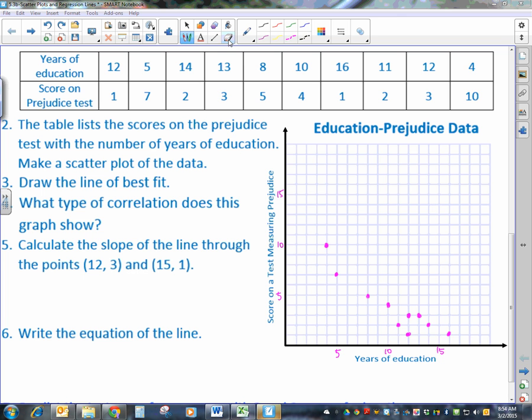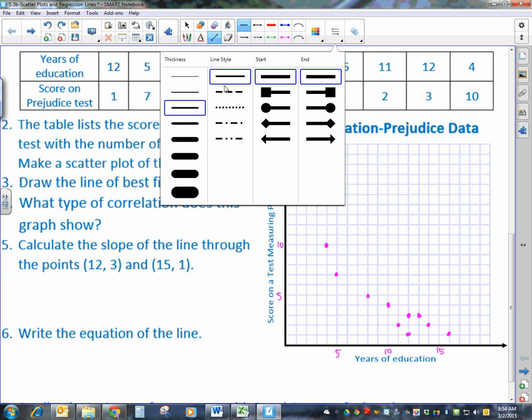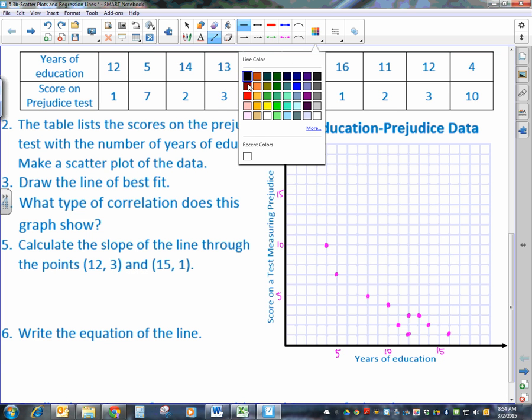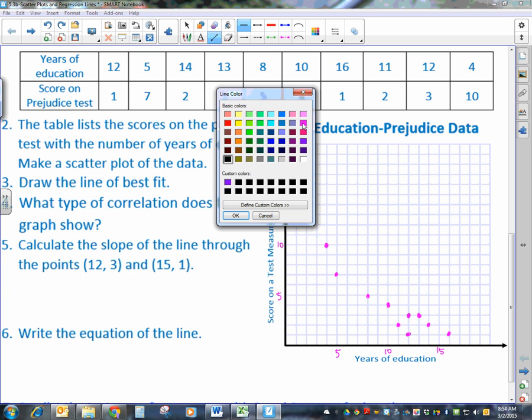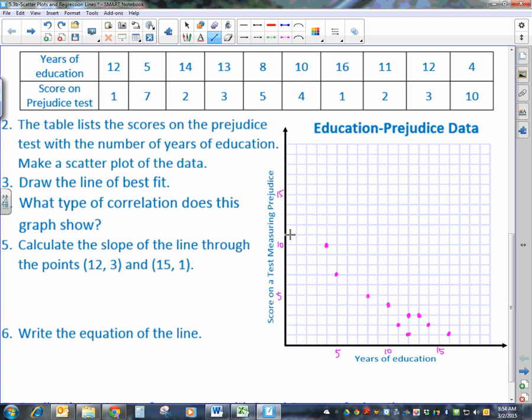Okay, so when you draw this line, you need to use a straight edge every time you draw it. The other thing that you need to make sure of is you want to try to find the line of best fit. You want to try to draw that line such that you have the same number of points above and below your line. So I'm actually going to have to adjust mine a bit.